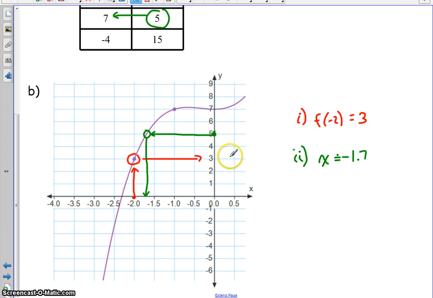For part 2, look for the function, i.e. the y value, equal to 5. So when the function is equal to 5, you look at the graph, and you're at this point right here. Then it's not an exact value, but you can look down to see what the x value is going to be. It's somewhere between negative 1.5 and negative 2.0. I'm going to estimate that point to be about negative 1.7.